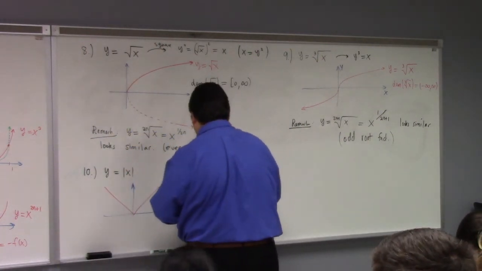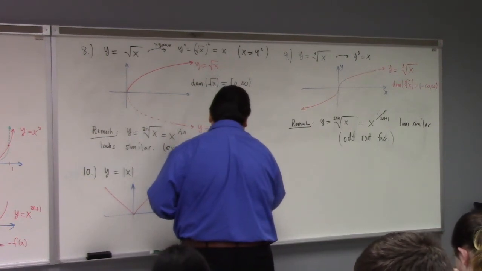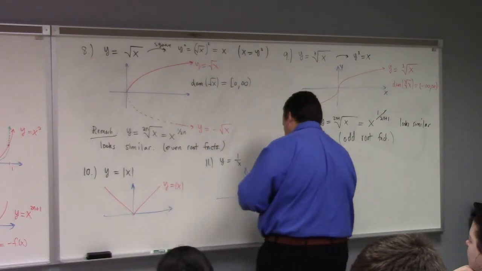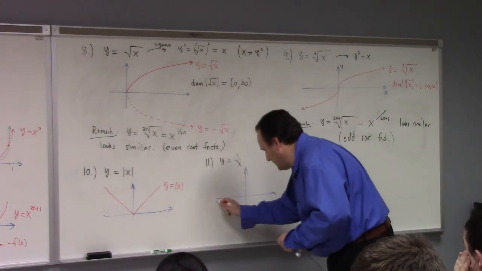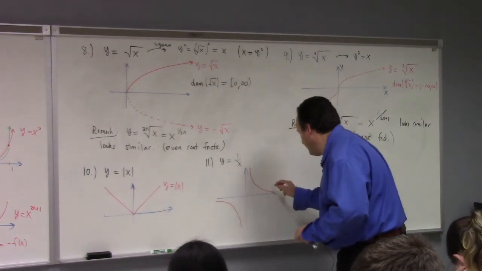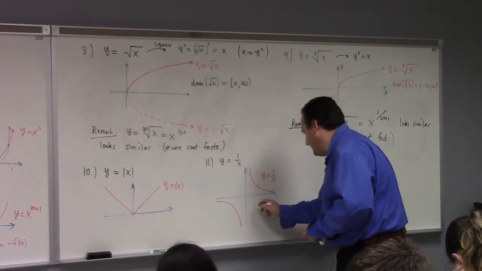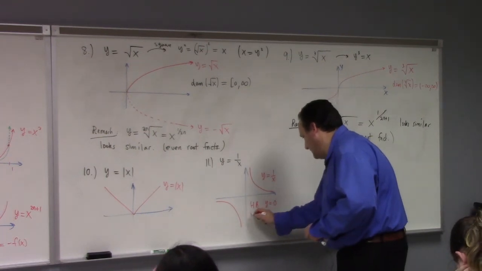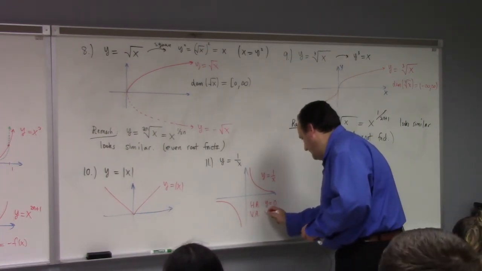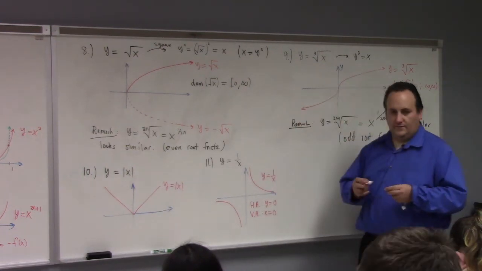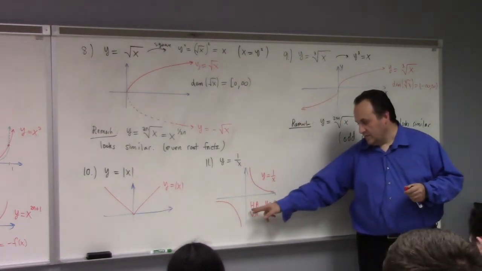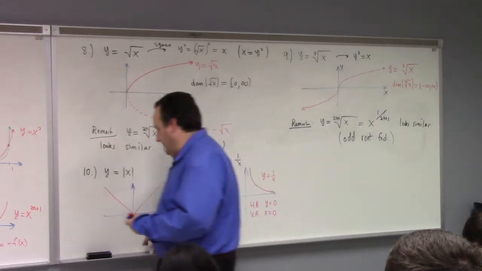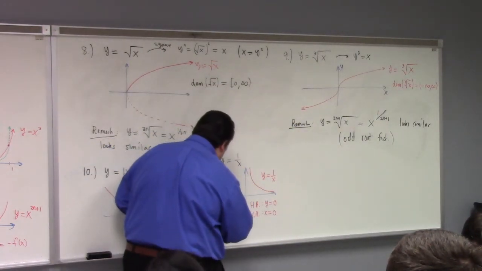Number 11, the reciprocal function, y equals 1 over x. The reciprocal function looks like this. So it has a horizontal asymptote of y equals 0 and a vertical asymptote of x equals 0. I'm using an abbreviation, HA, horizontal asymptote, and let me just graphically indicate that. The horizontal asymptote is actually the x-axis itself, y equals 0.